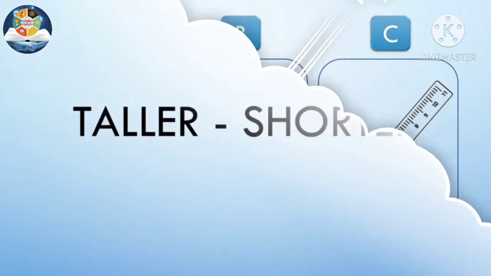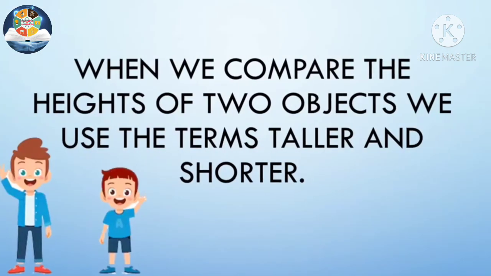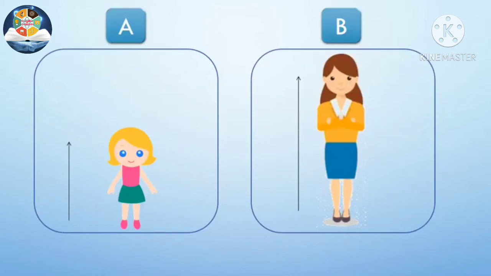Taller, shorter. When we compare the heights of two objects, we use the terms taller and shorter. Let's understand it with the help of some examples.